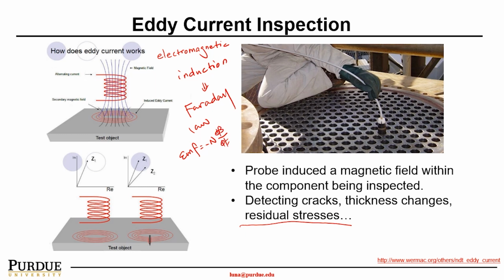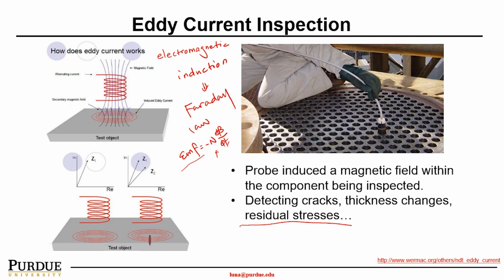So Faraday's law basically says if I have a change of the magnetic flux in time, that will generate the EMF. The amount of the EMF equals minus N, which is the number of turns in the coil, times the derivative of the magnetic flux with respect to time.